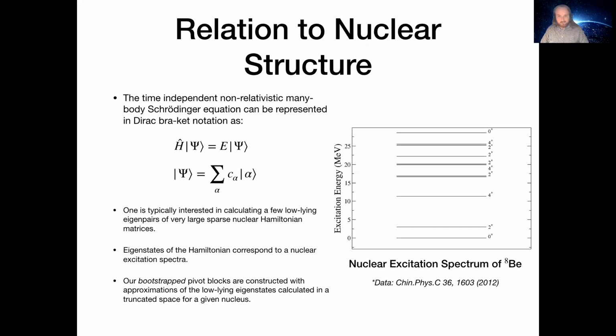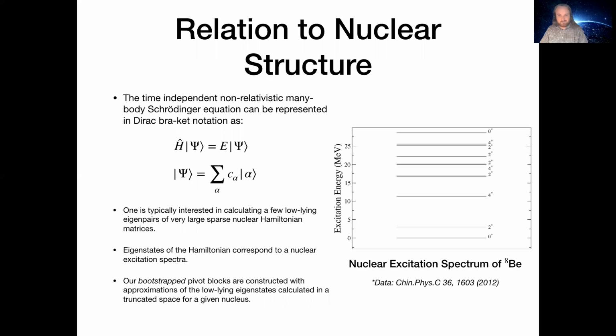Okay, so how does this relate to nuclear structure? Well, in the research that we do, we're interested in solving the non-relativistic many-body Schrodinger equation, which can be cast as a matrix eigenvalue problem. The matrices we work with are very sparse. How sparse, you ask? Well, 1 in a million matrix elements may actually be non-zero. What we're really interested in is getting a few of the low-lying eigenstates. To the right, you see a plot of the nuclear excitation spectra of beryllium-8. That excitation spectra corresponds to the eigenstates of the nuclear Hamiltonians that we're trying to get.